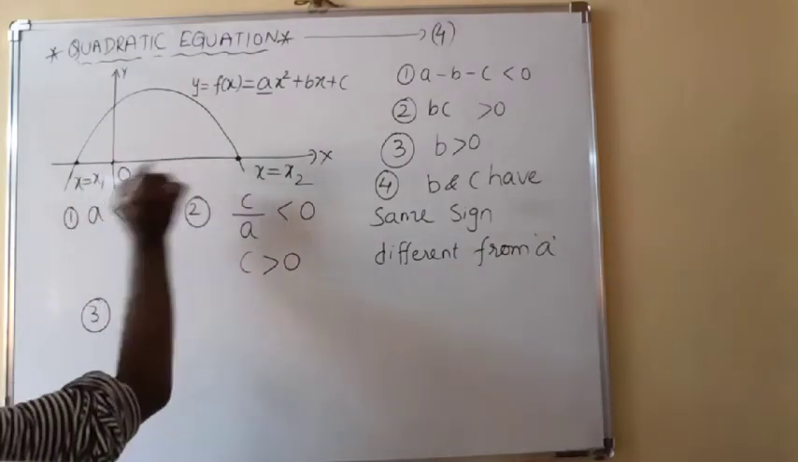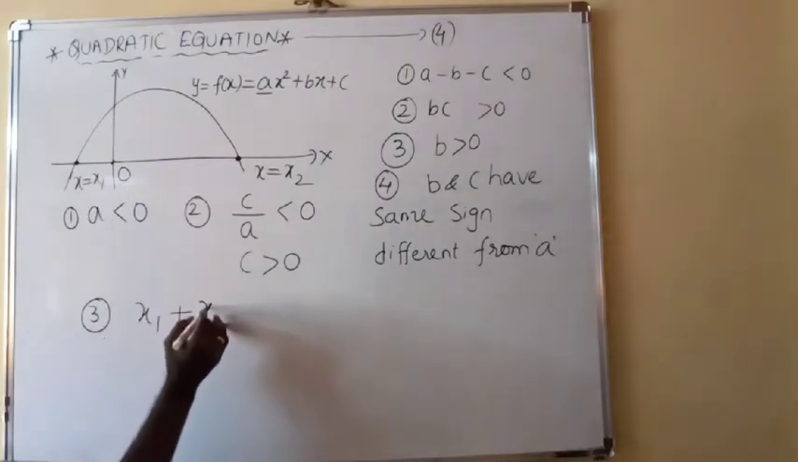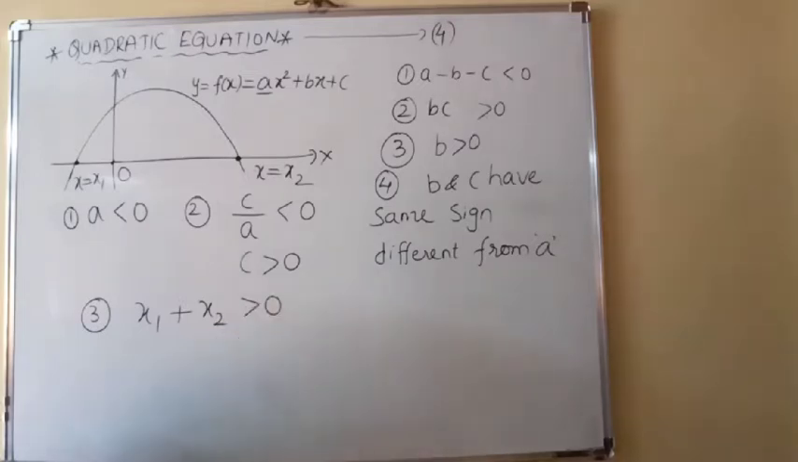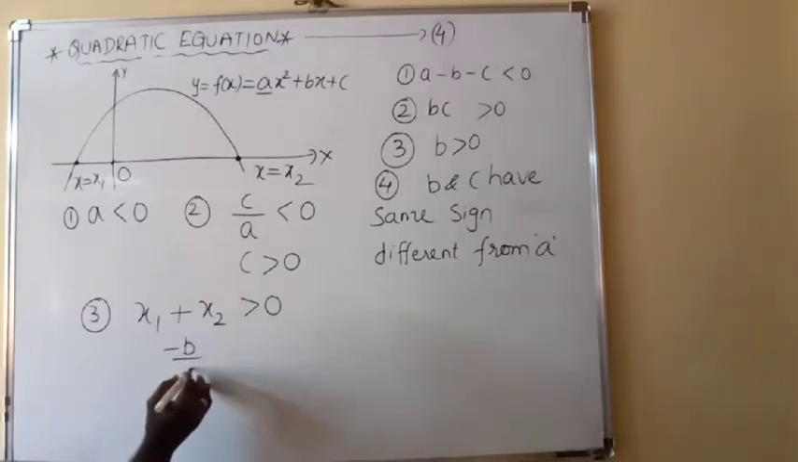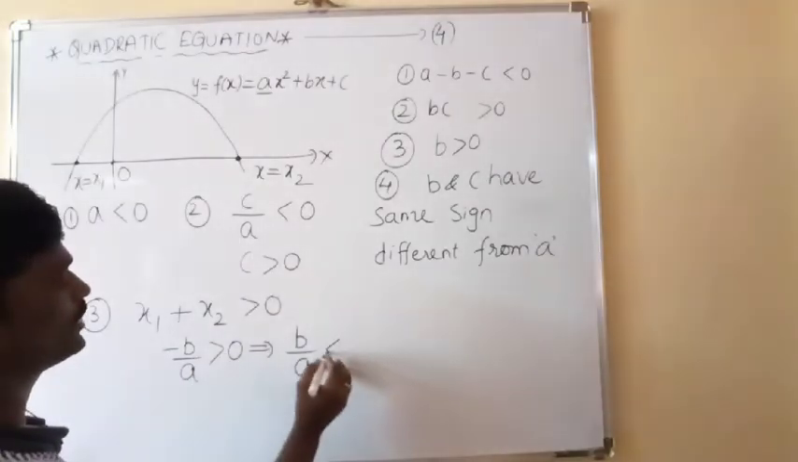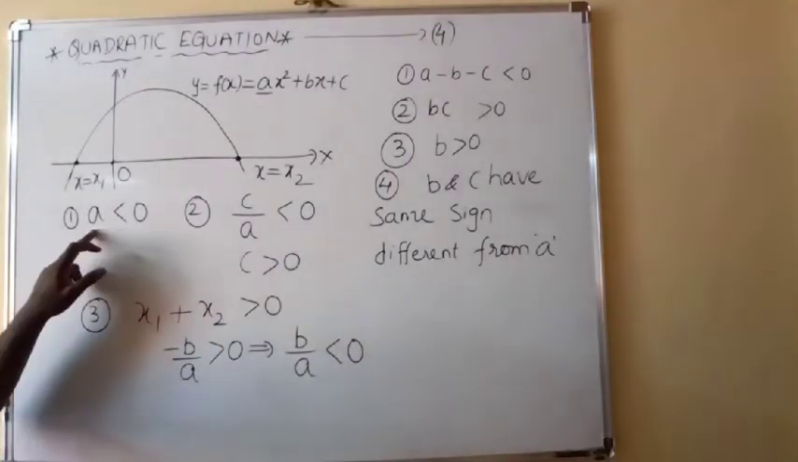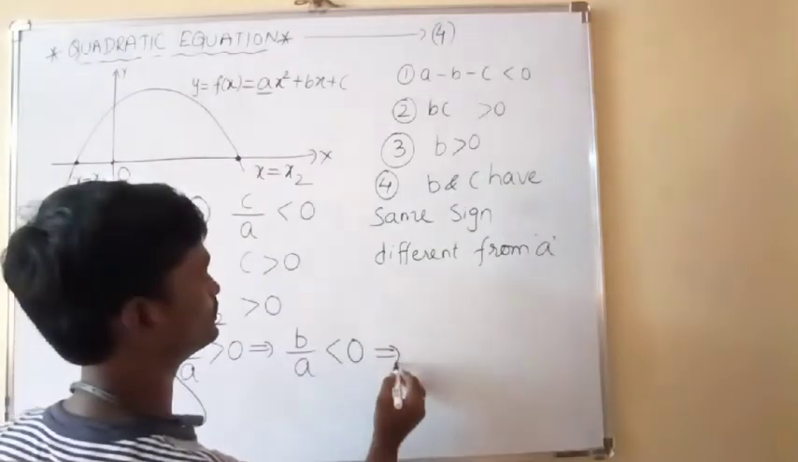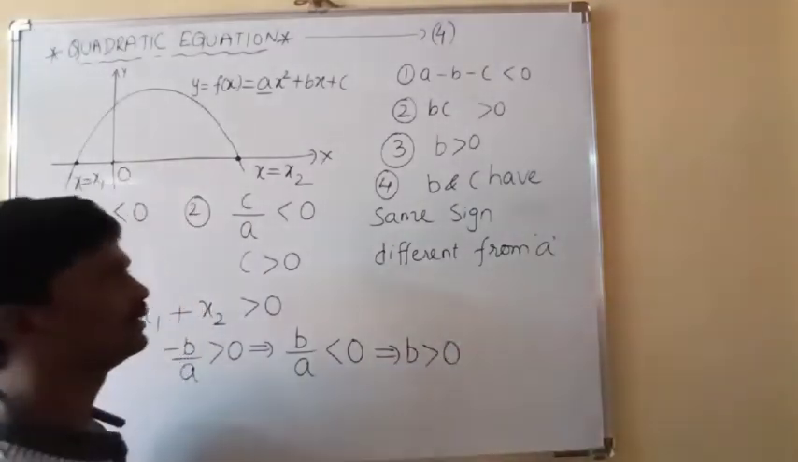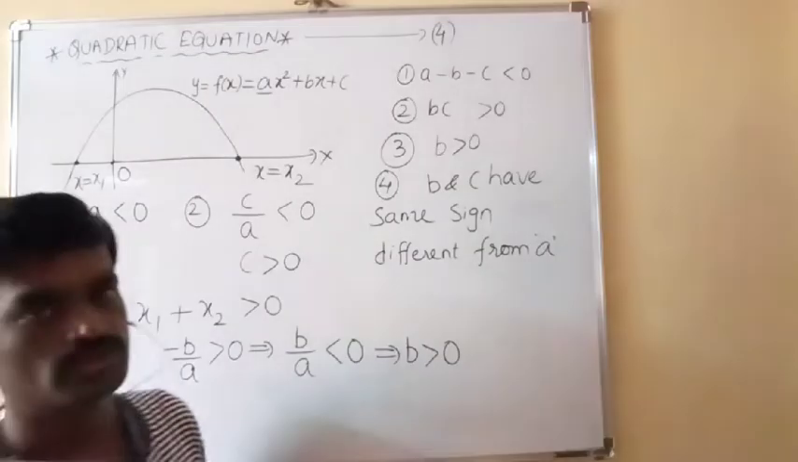Next, by looking at the graph, clearly this length is x2, this length is x1. So the sum of the roots is clearly positive. Am I correct? The sum of the roots is positive. The sum of the roots formula is minus b by a, which is positive. Minus b by a positive means b by a is negative. So b by a negative means a and b are of opposite sign. As a is negative, b must be positive. Now look at the options. Which options are correct? A negative, b positive, c positive.